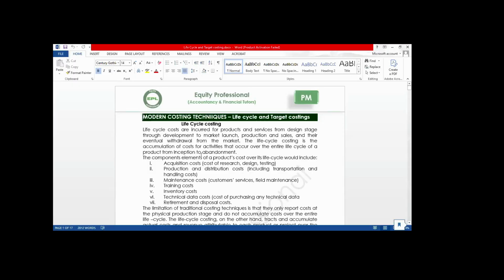What is life cycle costing? Life cycle costing is one of the modern costing systems that accumulates cost for activities that occur over the entire life cycle of a product.